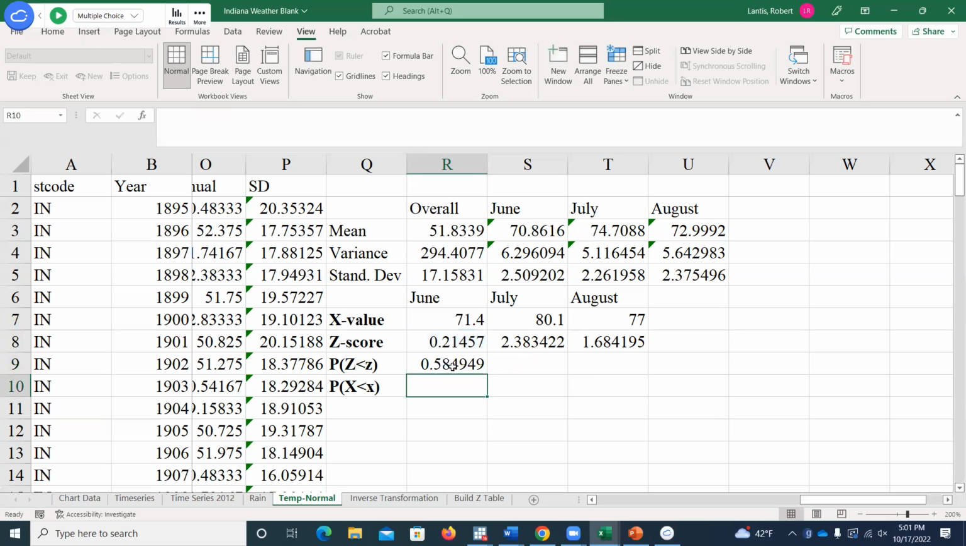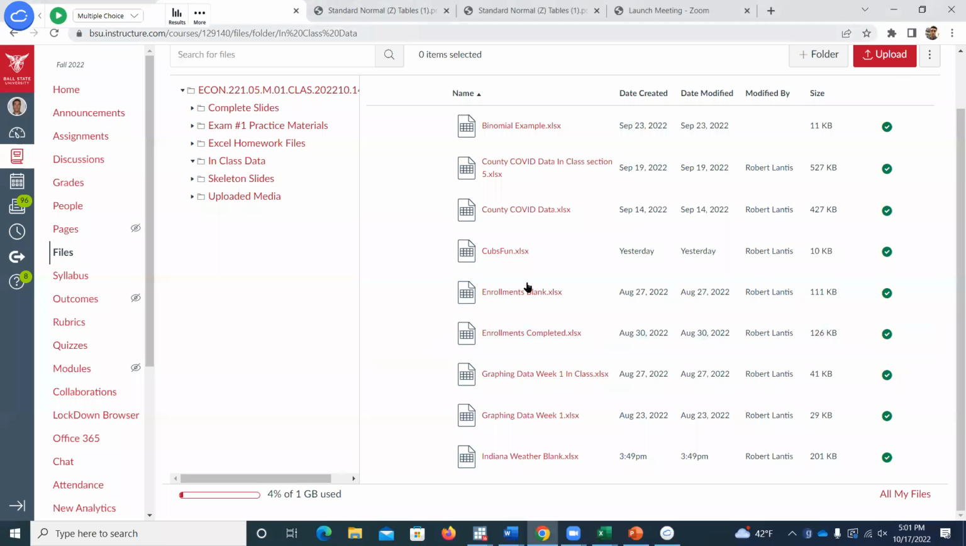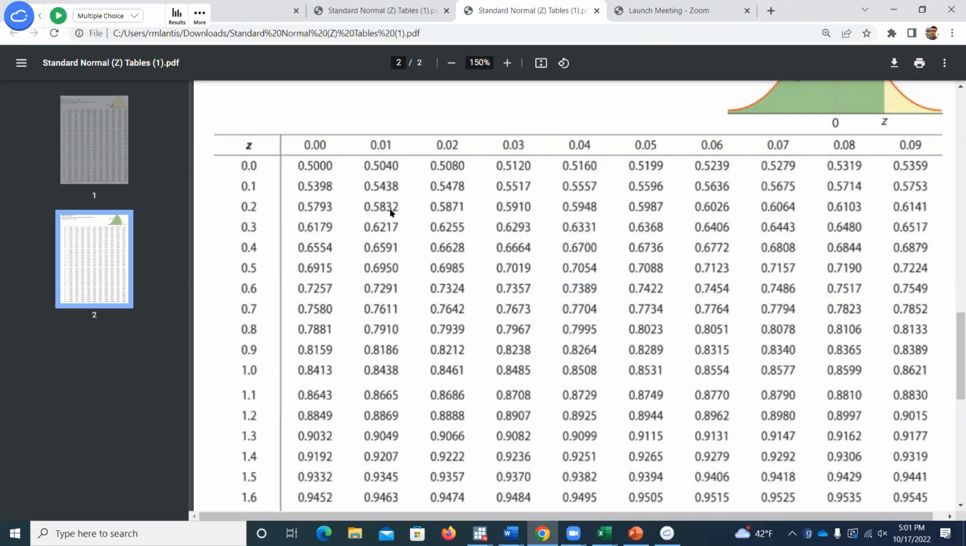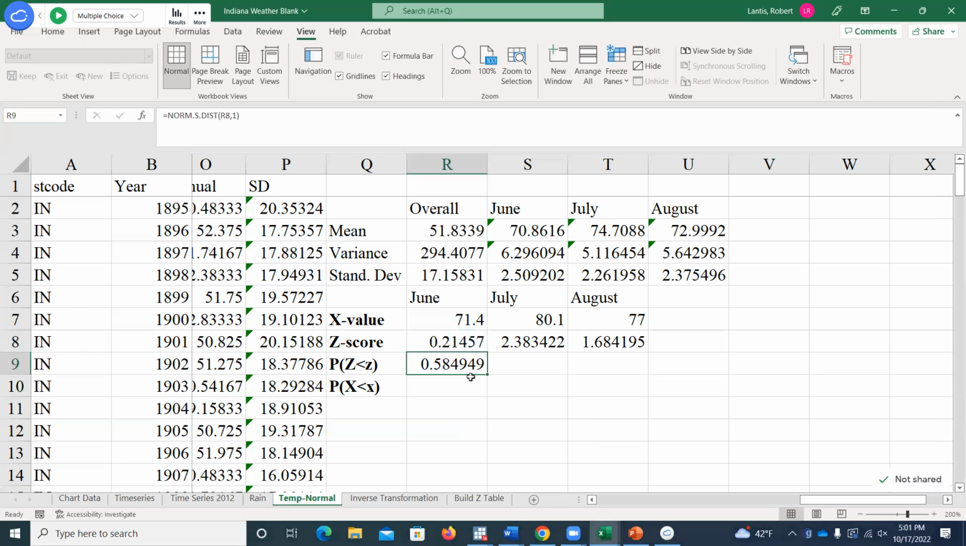So I'll hit enter. And sure enough, the probability is about 0.585. Now, if I had rounded this to 0.21 and looked it up on the table myself, 0.21 gives 0.5832. Notice I had to round my Z value to the second decimal, so I couldn't be as precise, and I get an answer that varies just a little bit. Now, this doesn't matter much, unless we're dealing with something in hundreds of thousands or millions of dollars, like revenues or profits. Being off at the third decimal is still a pretty big deal when we're dealing with large sums of money. It's not as big of a deal when we're talking about temperatures. Those gaps are a little bit smaller, but still, Excel allows us to be more precise.